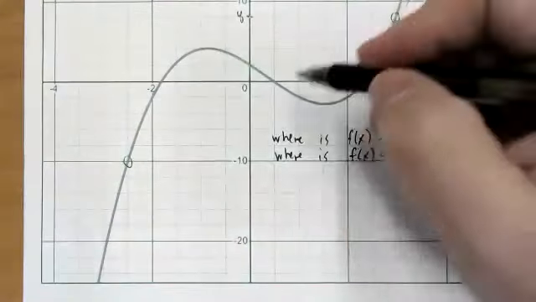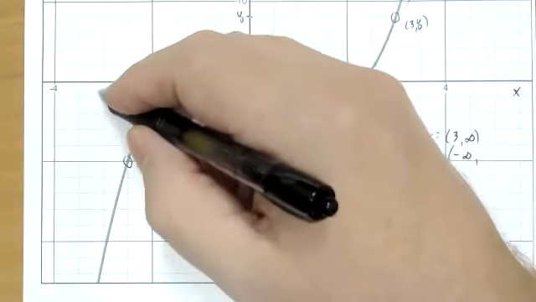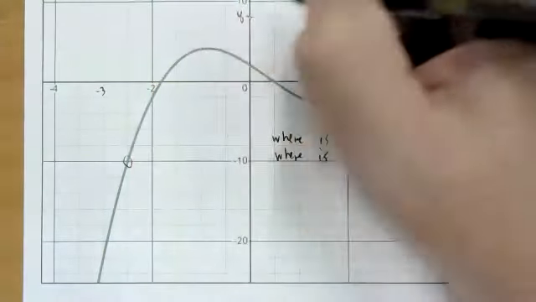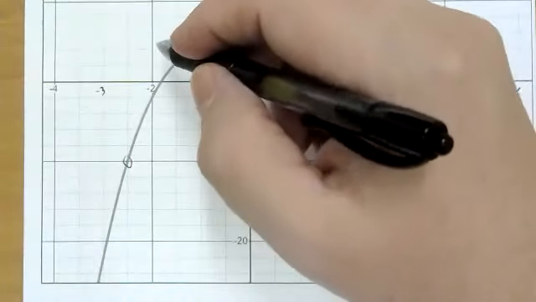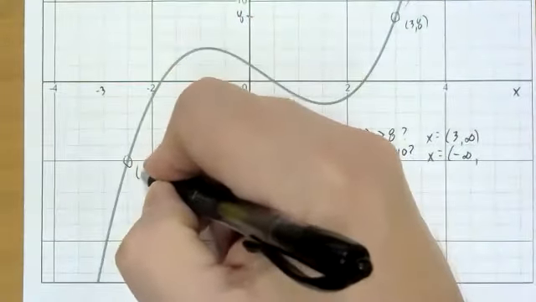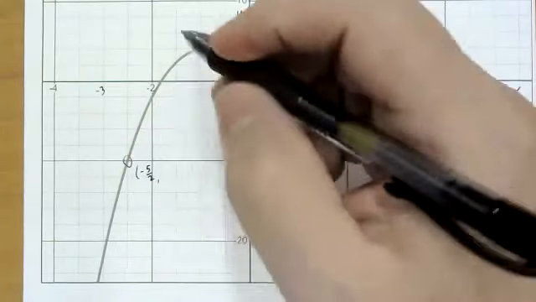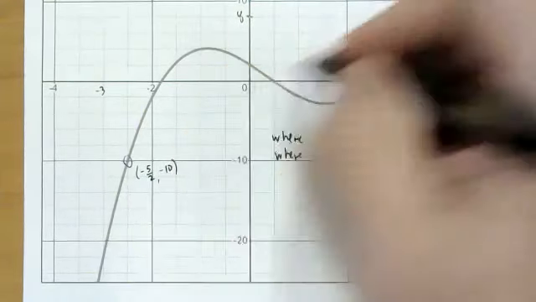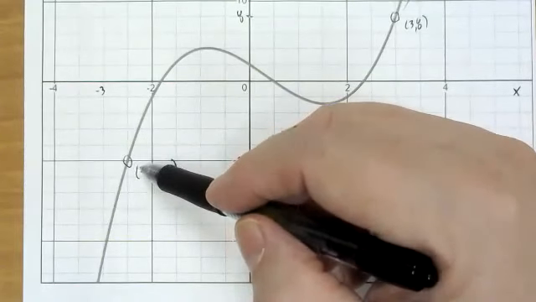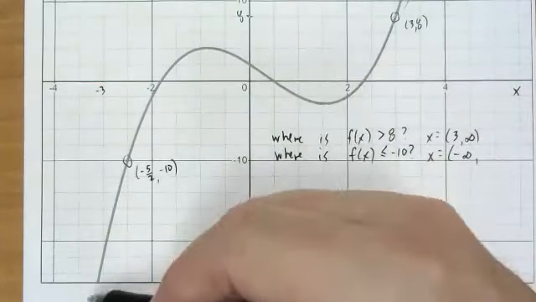Now this point, if we look, so this is negative 2. This right here is negative 3. So this point here is really negative 2.5. Now, we really don't like to use mixed numbers. Negative 2.5 is actually the same thing as negative 5/2. So this point here is actually negative 5/2, negative 10. So this is going to be the largest value of x for this interval.